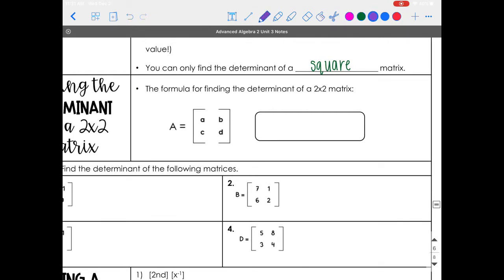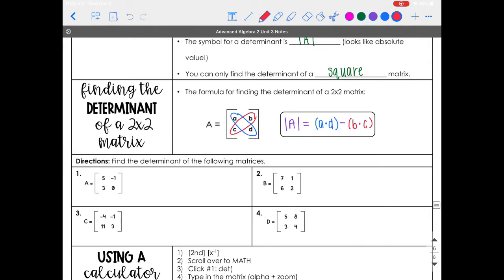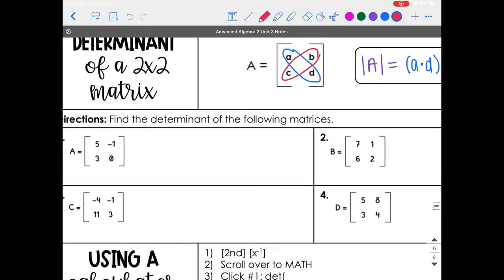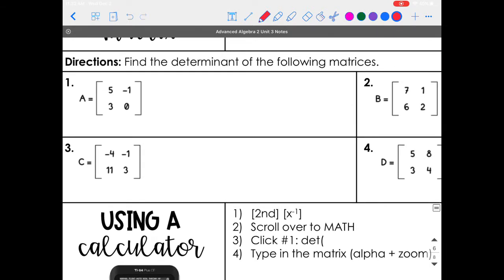So when we're finding the determinant, I would say the determinant of A equals A times D. So we multiply those two elements, and then we subtract B times C, those two elements. AD minus BC. So we'll do some examples.